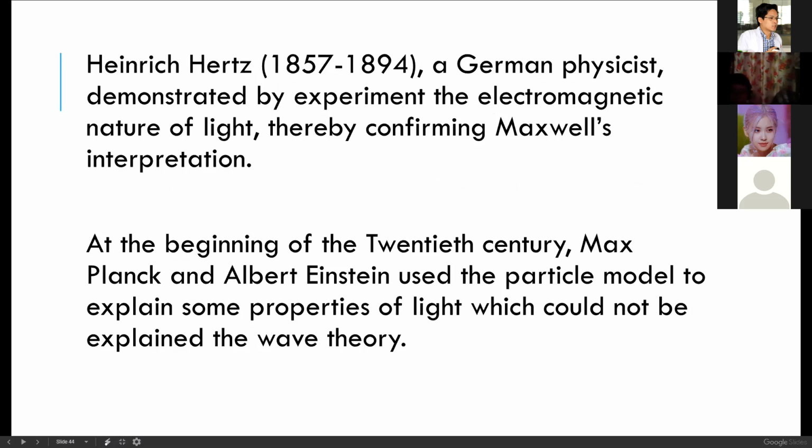Later on, Heinrich Hertz, 1857 to 1894, a German physicist, demonstrated by experiment the electromagnetic nature of light, thereby confirming Maxwell's interpretation. At the beginning of the 20th century, Max Planck and Albert Einstein used the particle model to explain some properties of light which could not be explained by the wave theory.